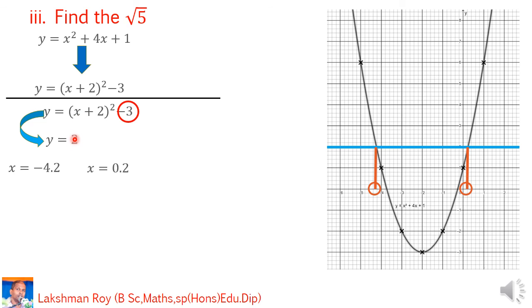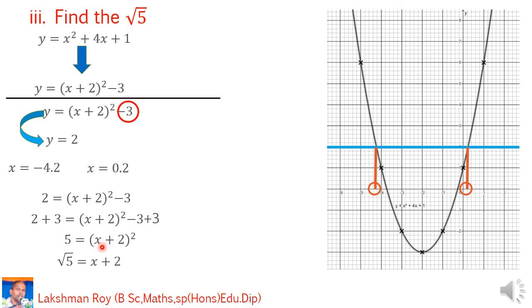Now we'll move to find the square root of 5, right? Let's see what happened here. If you put y as 2, you get 2 equal (x plus 2) square minus 3, right? Then to remove the subtract 3, add 3 on both sides. Then 2 plus 3 is 5, here negative 3 plus 3 is 0, (x plus 2) square. Now take the square root of both sides. Square root of 5 is equal to x plus 2. What is x? X means these two values. These are the x values.